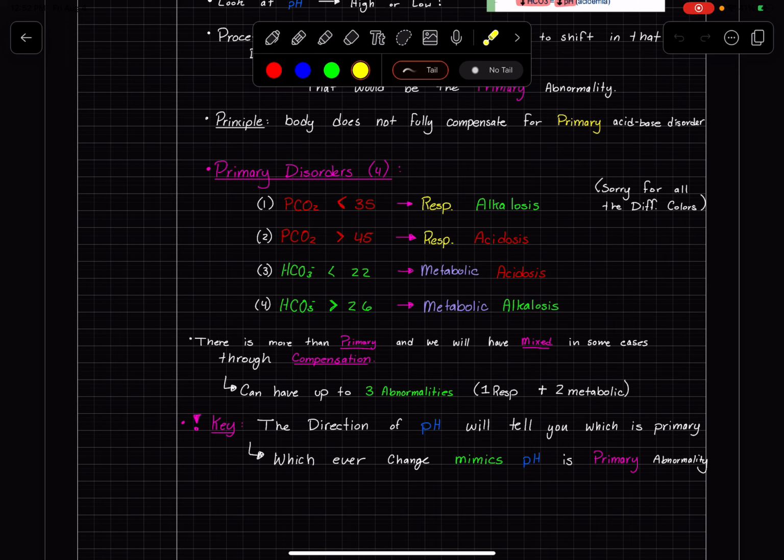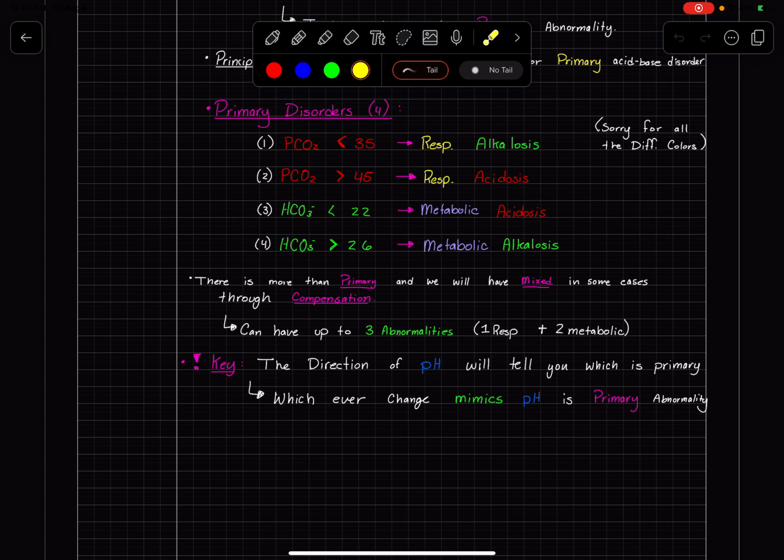So CO2 greater than 45 is going to be more acid, so that's acidosis, and again, CO2 is respiratory. Okay, bicarb. Low bicarb means low base, which means we're going to be more acidic because we have less base. And we associated bicarb with kidneys, and kidneys deal with metabolism, right? So bicarb is a metabolic process. So we're going to call it metabolic acidosis when bicarb is low. When bicarb is high, so more than 26, it's going to be more basic, so we're going to call it metabolic alkalosis.